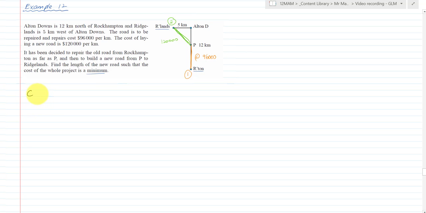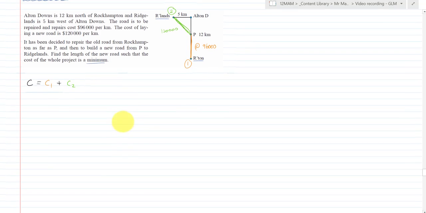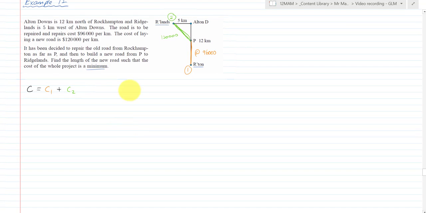So we want the total cost, and the total cost will be equal to cost 1, which is the orange cost, plus cost 2, which is the green cost. And how do we calculate cost 1 and cost 2? Well, if we know the distances, so let's say we have distance 2 and we have distance 1 and they're in kilometres, then the total cost will be equal to the price of cost 1, 96000, times the distance, plus the price of cost 2, 120000, times the second distance.